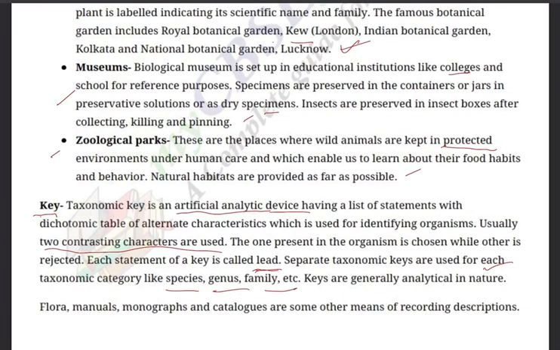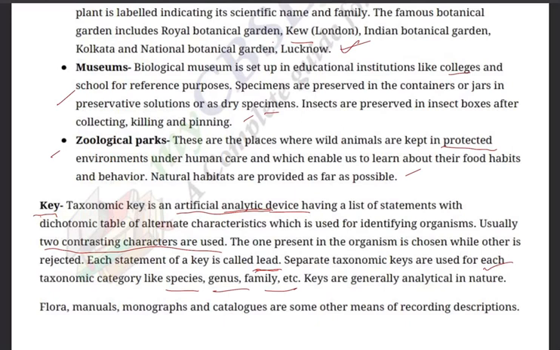And as I said, key is the most important structure. It is a taxonomic key. It is an artificial analytical device. Look at that. It is an analytical device having a list of statements with a dichotomous table of alternative characteristics that are used for identifying organisms.